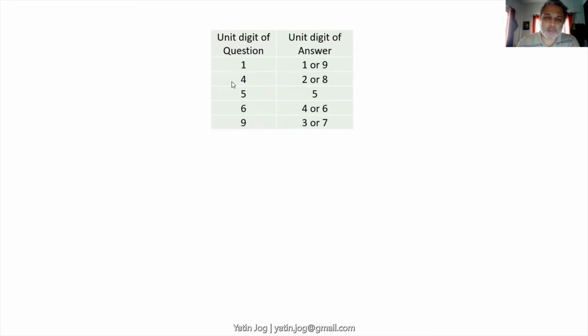Similarly, if the unit digit of the question is 4, then the unit digit of the answer has to be either 2 or 8. Any number ending with 2 or 8, the unit digit of its square will be 4. If the unit digit of the question number is 5, then the answer's unit digit has to be 5. If the unit digit of the question is 6, then the answer's unit digit is 4 or 6. And if the unit digit of the question number is 9, then the answer's unit digit is either 3 or 7.